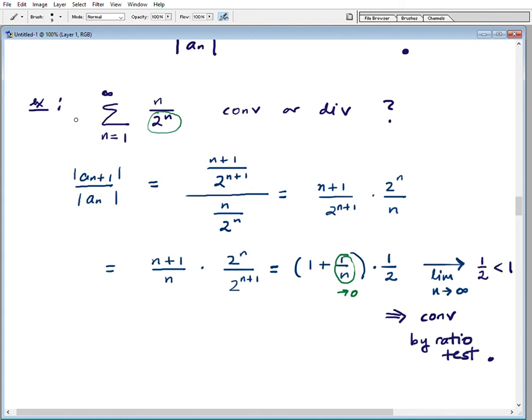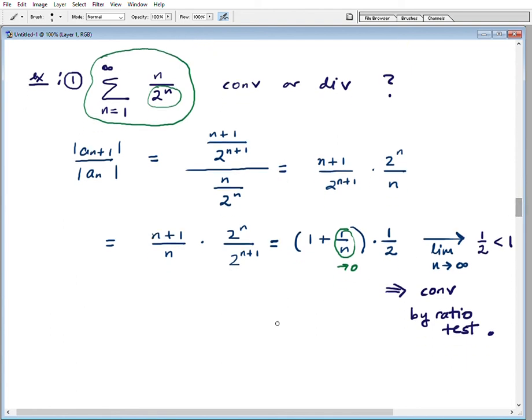So that's what I meant by this series really being similar to a geometric series. If it weren't for the n on top, it would be a geometric series. I like this as a first example because you can sort of understand what the ratio test is doing. All right, let's look at another one.